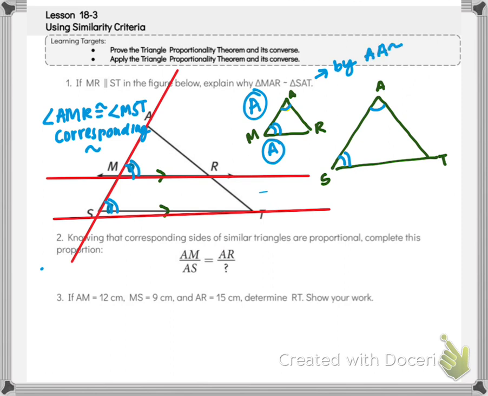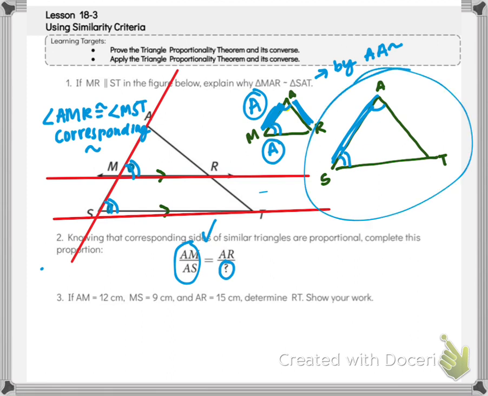Right. So now that we know that they're similar, we can go ahead and build a proportion with them if I was trying to find a missing side. So that's what they're looking at, number 2 right there. So they said AM, which is this side right here, over AS, which is this side right here. So they just matched up corresponding sides, so it looks good. And then they said AR right here, and then they're going to fill out this bottom spot. And that's what they're asking you. What piece corresponds to AR in this picture? What side corresponds with AR in this picture right here?